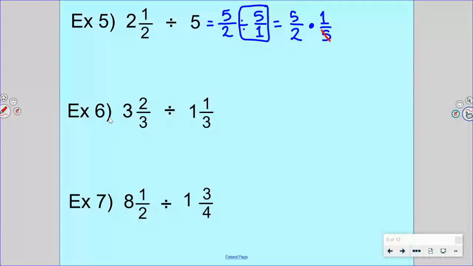Got some quick cross-canceling to do here. 5 divided by 5, 5 divided by 5, so that when we multiply, we will get 1 over 2, which is in simplest form.